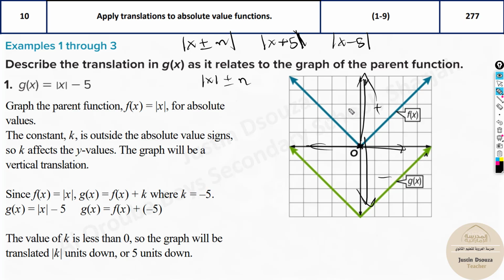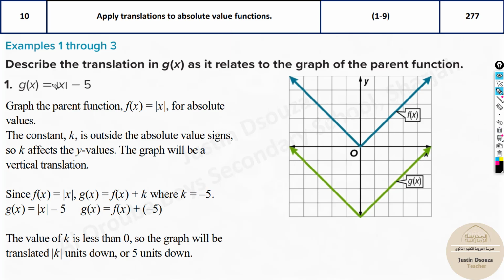Now, when is it left? When is it right? Whatever is inside must be equated to 0. x plus 5 equal to 0. What is the x value? Minus 5. So when it's x plus 5, it will actually be at minus 5. It will move towards the left. When it's x minus 5 equated to 0, x is equal to positive 5, right? So when it's x minus 5, it will move to the right. We will see this in a while.